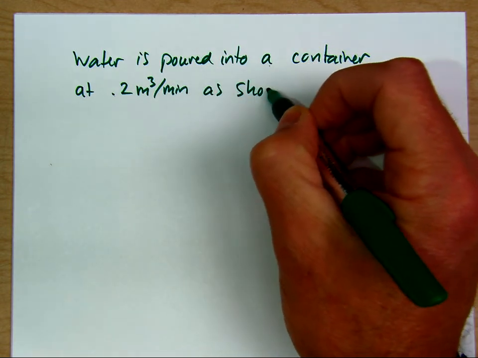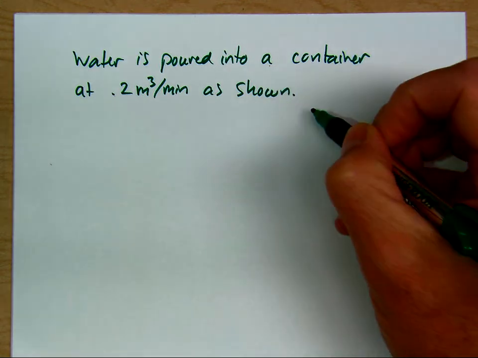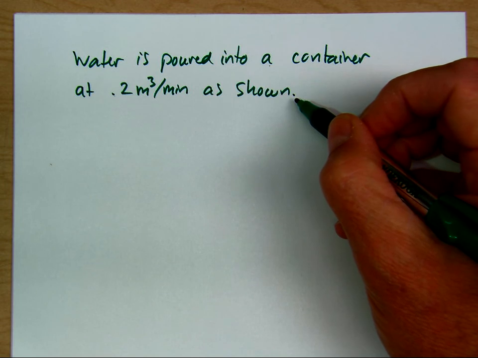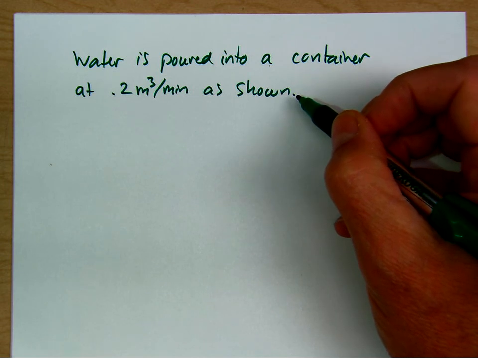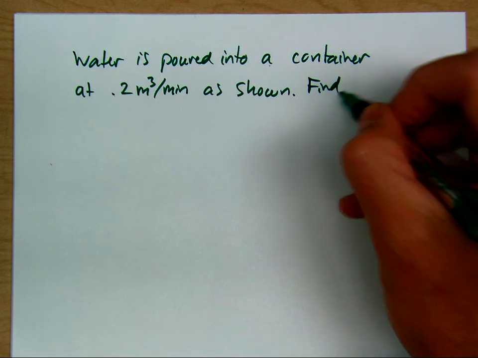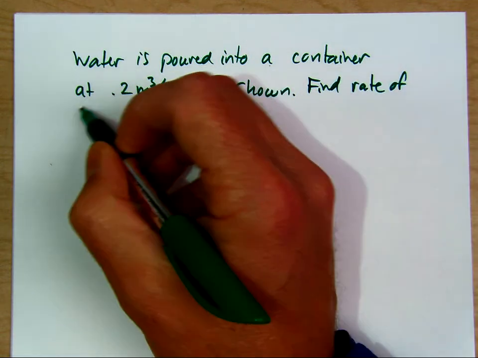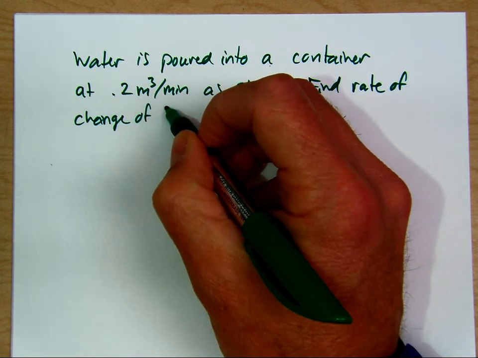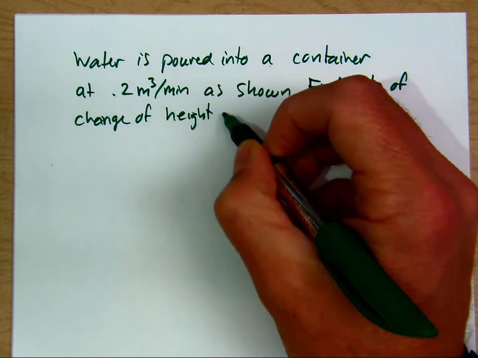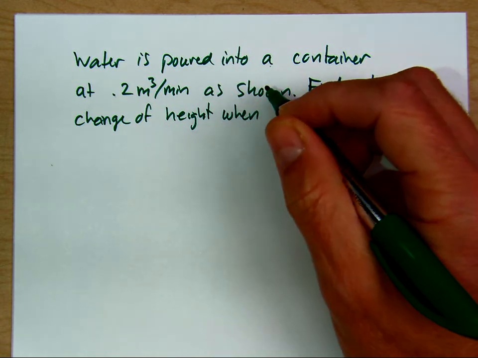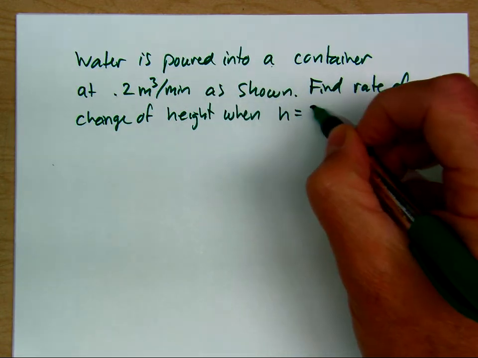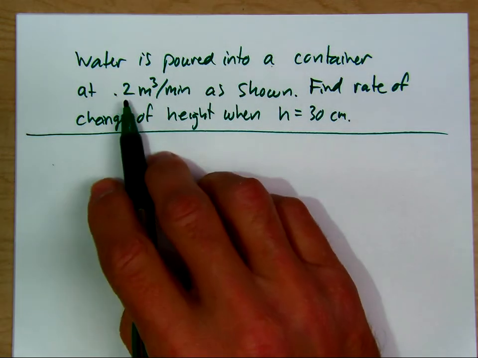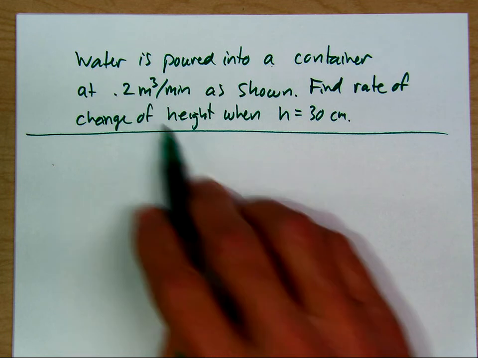So instead of writing all of the dimensions and the shape of the container, let's just draw the picture, and we're going to find the rate of change of height of the water when height is 30 centimeters. So right away, look at how this is in meters and this is in centimeters, so we have to be careful.